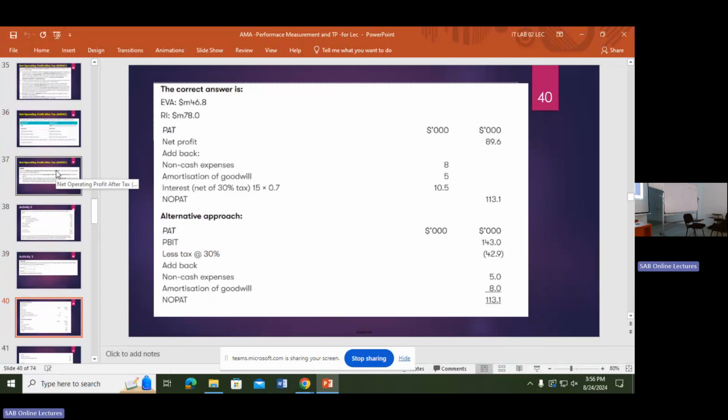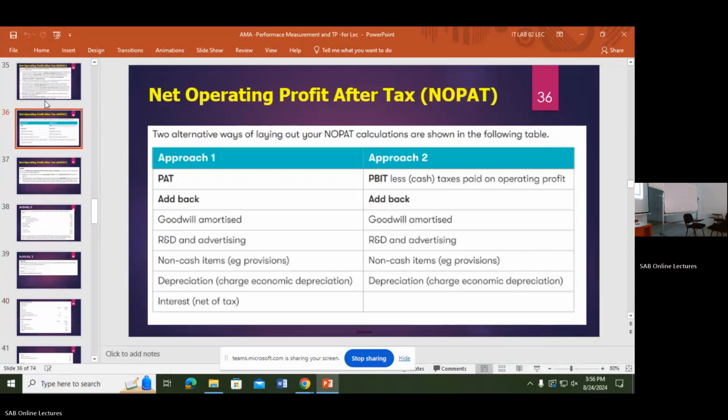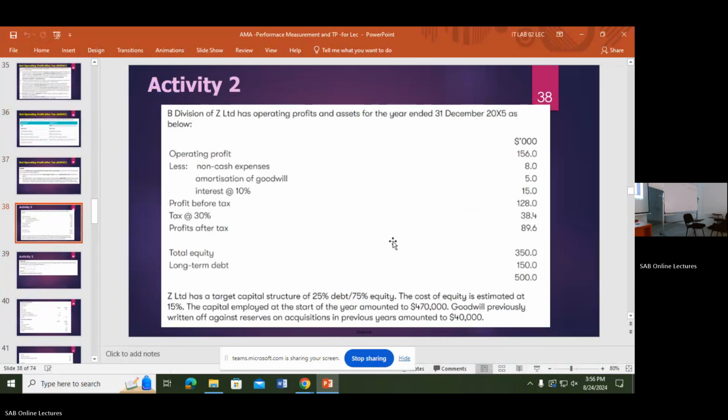So there is a small inconsistency here in residual income. Here, tax, even though not controllable by the manager, you take that, but it will be compensated by adding back a lot of expenses. So we have started with profit after tax 89.6.